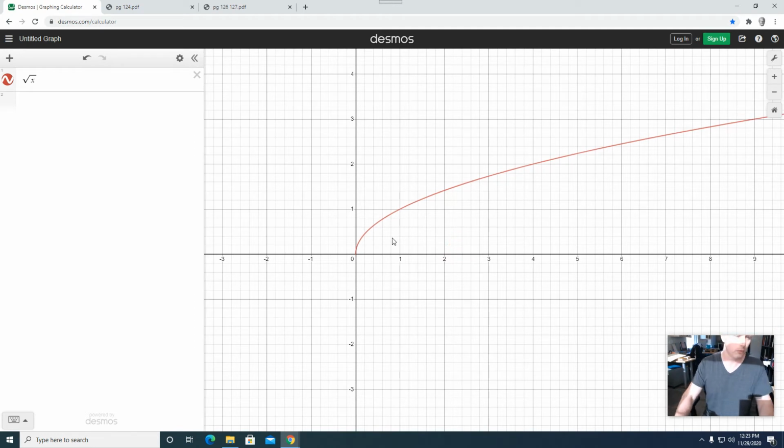So it's rather interesting. The domain, as you can see, starts at 0 and goes to infinity. Because I have a square root sign, no negative values of x are allowed. And for that reason, the range is also from 0 to infinity. The range also has no negative values. So there's the function, the square root of x, or f of x equals the square root of x.